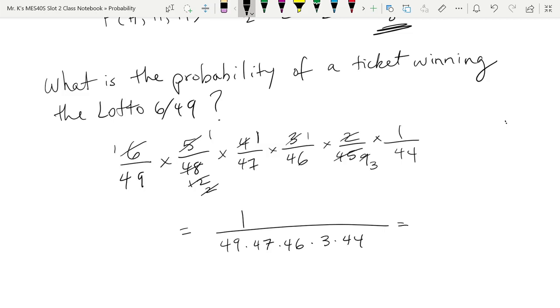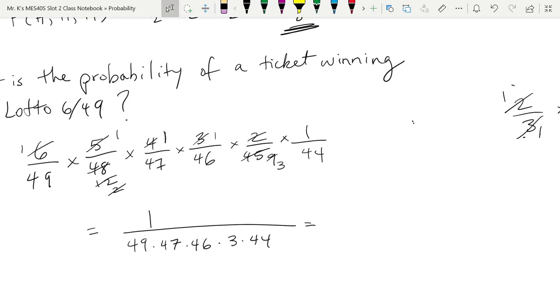Punch that in the calculator. I actually already know what this number is going to be. It's almost 14 million. 49 times 47 times 46 times 3 times 44. 13,983,816. The chance that the ticket you bought is the winning ticket is 1 out of 13,983,816.